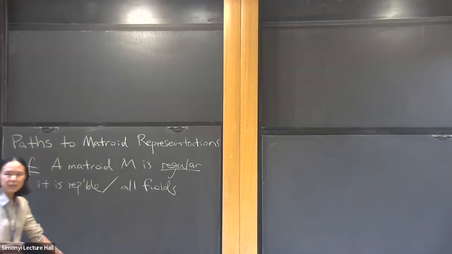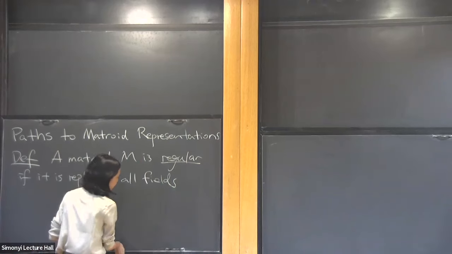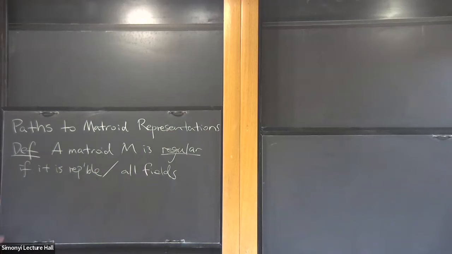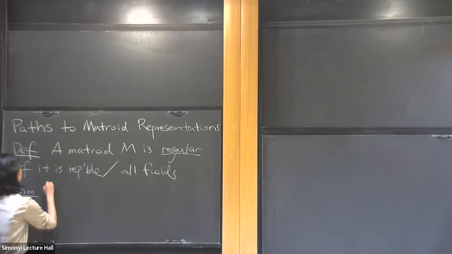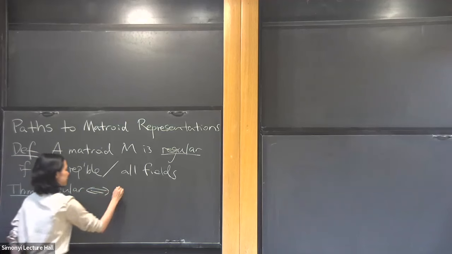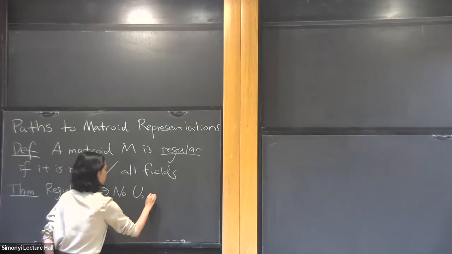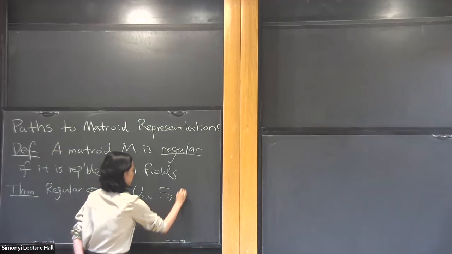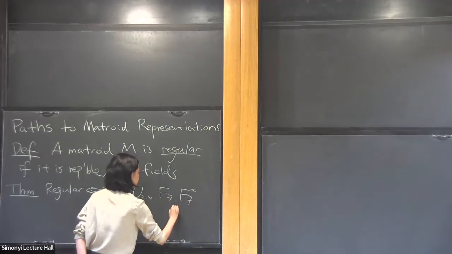This is a very interesting class of matroids that includes, for instance, all graphical ones, and there is an excluded minor theorem for the regular matroids. That was proved at about the same time as the invention of the notion of matroids. So the theorem says a matroid is regular if and only if it has no U2,4 minor or dual U2,4 minors.